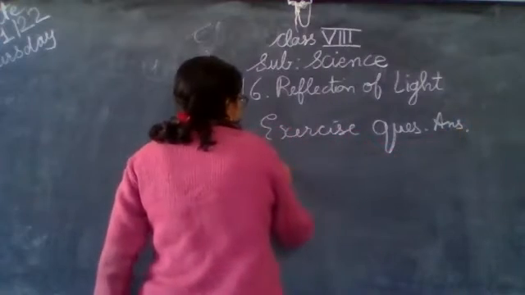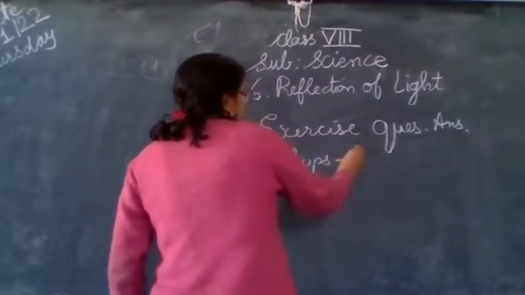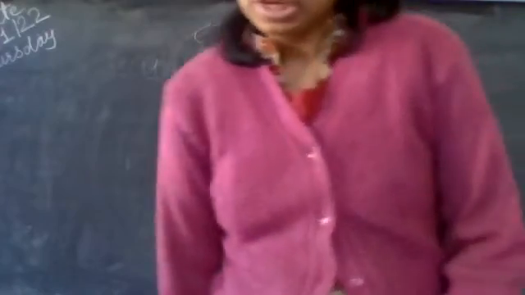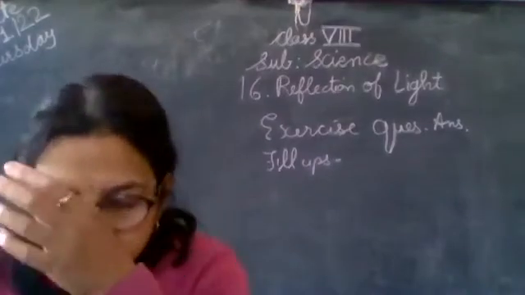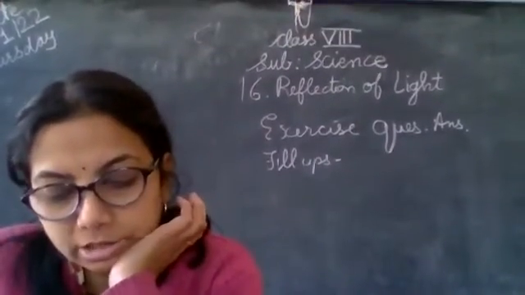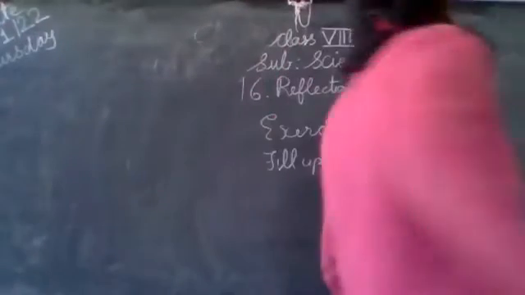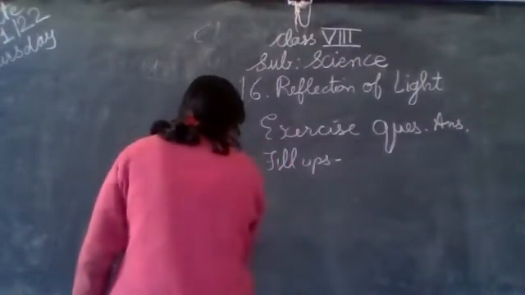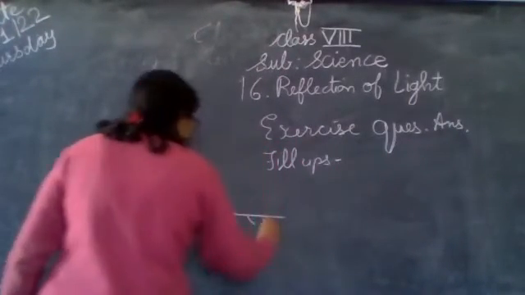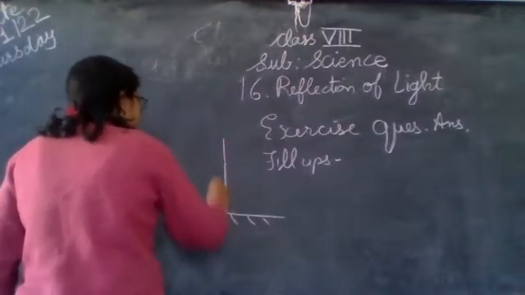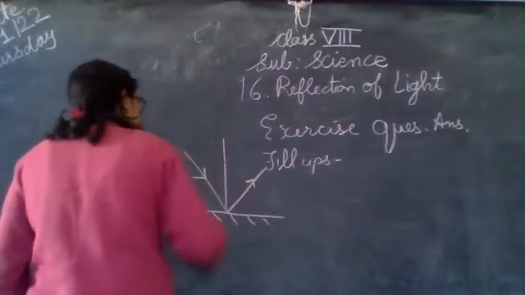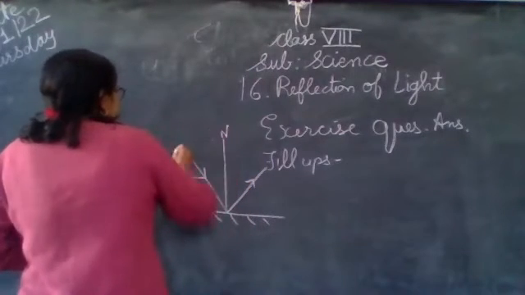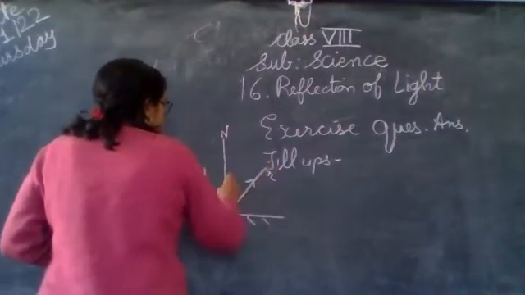Okay, so out of that, first of all, we have fill up the blanks. The perpendicular to the mirror at the point of incidence. What is perpendicular to the mirror at the point of incidence? You have to just write out the name. Very simple. This is the mirror. What is perpendicular at the point of incidence? Here we know that it is the normal.